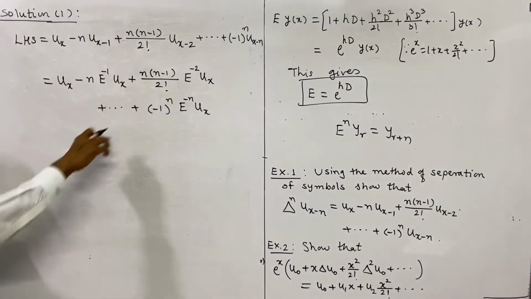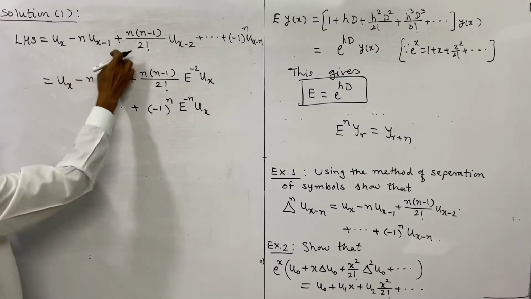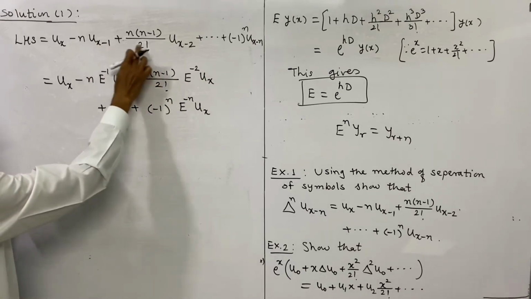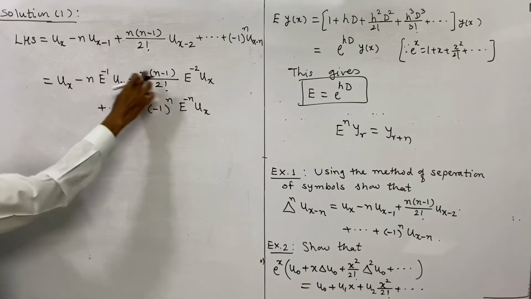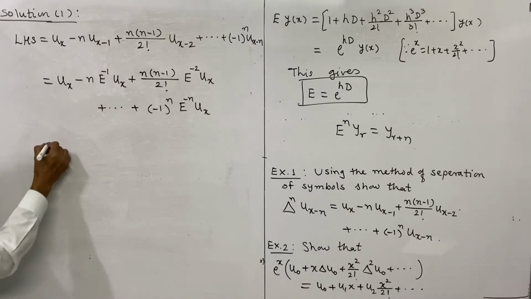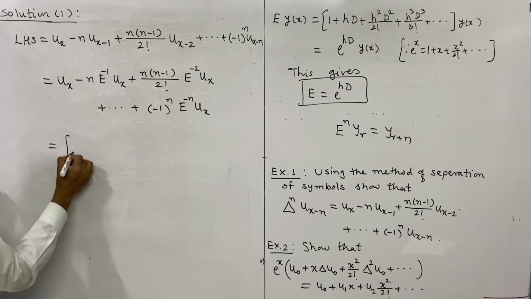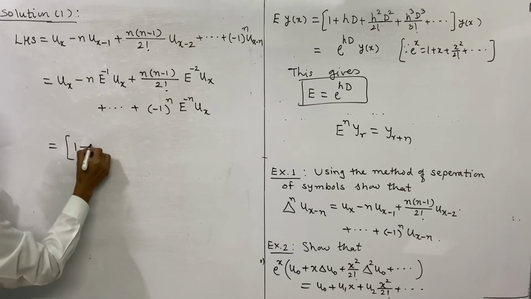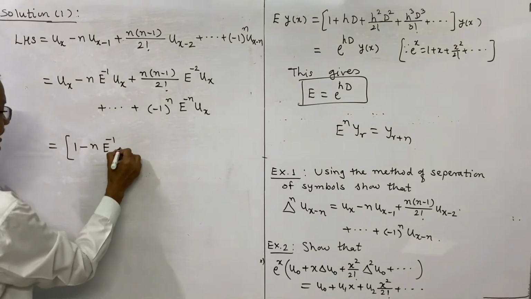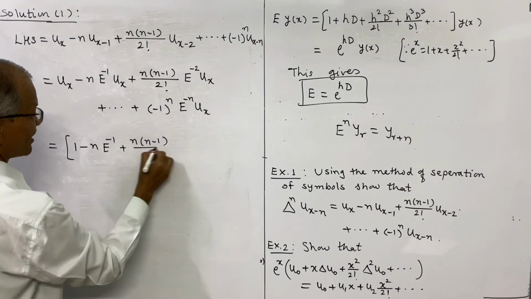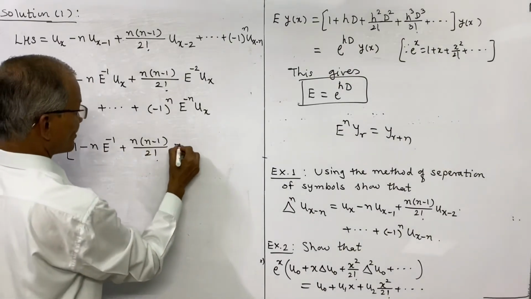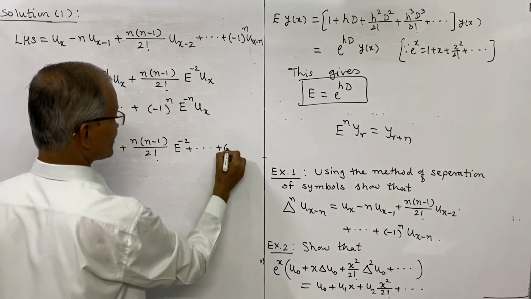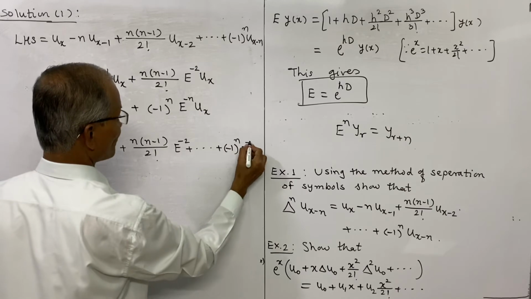So you should note how we have expressed each term in terms of ux using the shift operator. The powers are taken as negative because these are negative numbers. If it is positive, then the power will be positive. And thus ux is to be taken common. So 1 remains here, minus n into e power minus 1 plus n into n minus 1 divided by 2 factorial e power minus 2 and so on. And last is minus 1 to the power n e power minus n.